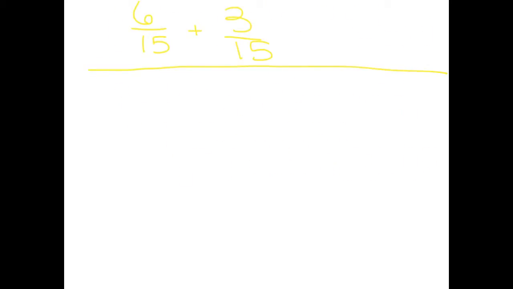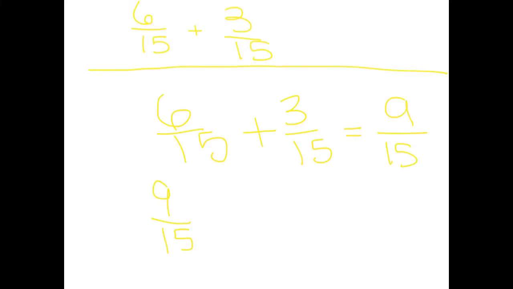This is our problem. We need to add 6/15 plus 3/15. Since we already have a common denominator, all we need to do is add the numerators and keep the denominator the same. So 6 plus 3 is 9, but now we need to simplify 9/15. We know that we can divide both 9 and 15 by 3. So 9 divided by 3 is 3, and 15 divided by 3 is 5, and 3/5 is our answer.